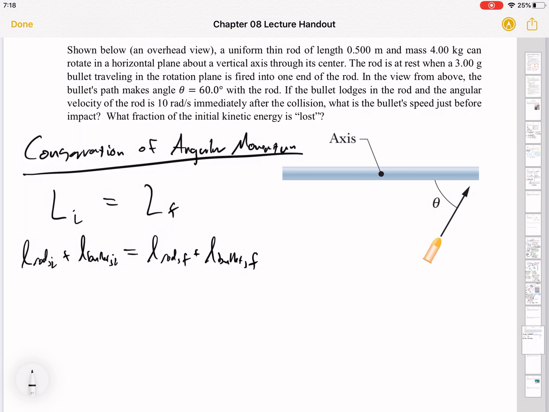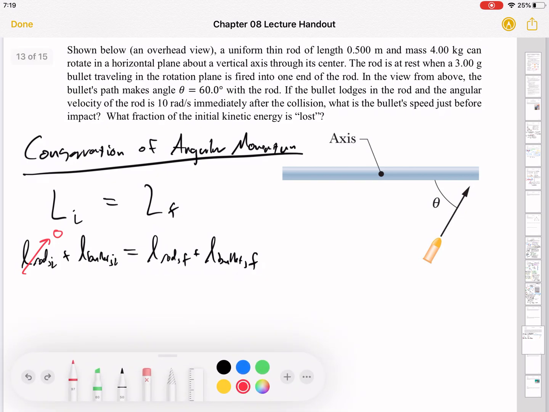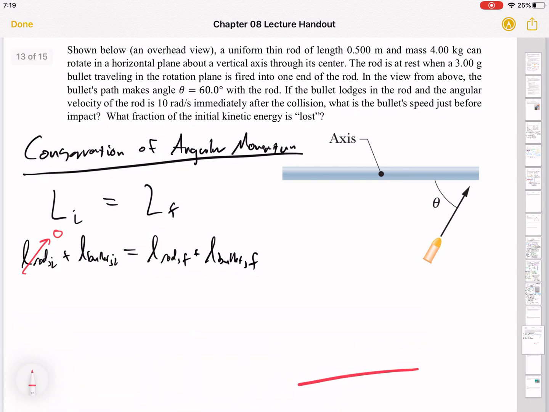Okay, so initially all I have is the bullet because the rod's not rotating at all, right? And finally, at the end, I have these two things rotating together with the same omega. And that's what we're solving for, omega final. Okay, so let's label a couple things here.